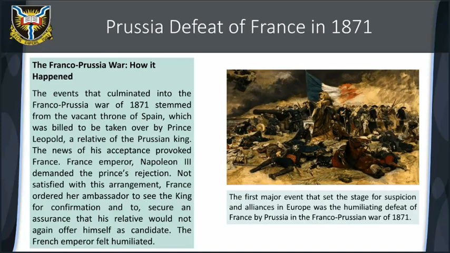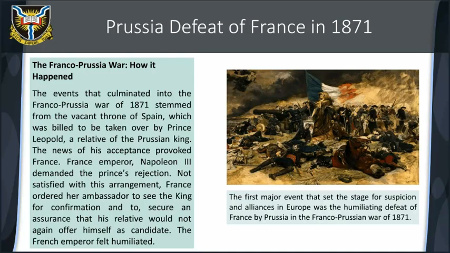Prussia's defeat of France in 1871. The Franco-Prussian War, how it happened. The events that culminated in the Franco-Prussian War of 1871 stemmed from the vacant throne of Spain, which was to be taken over by Prince Leopold, a relative of the Prussian king. The news of his acceptance provoked France. France's Emperor Napoleon III demanded the prince's rejection.